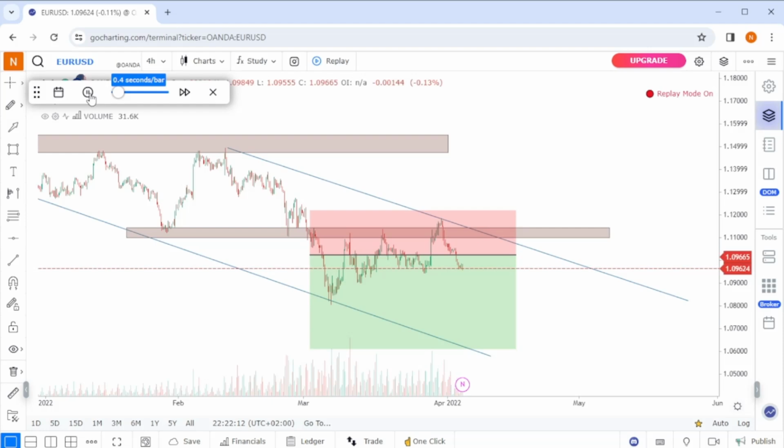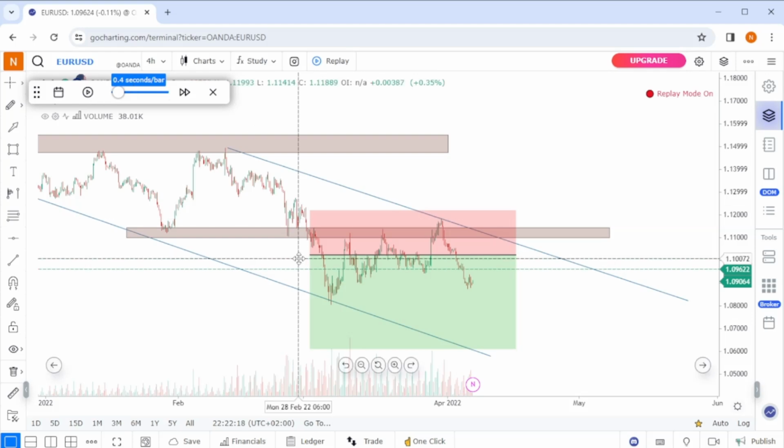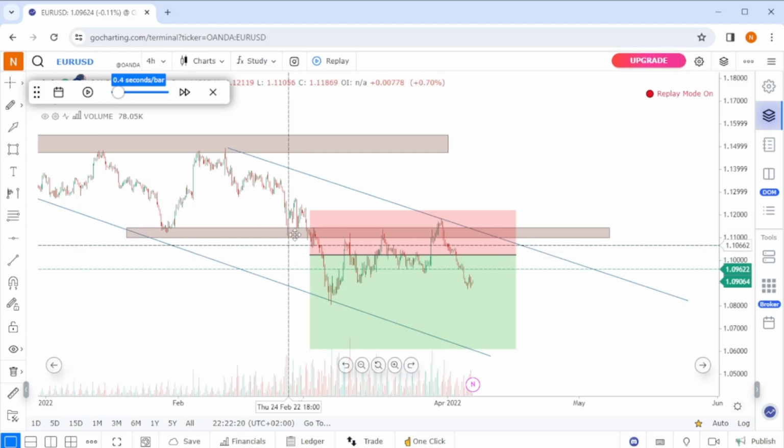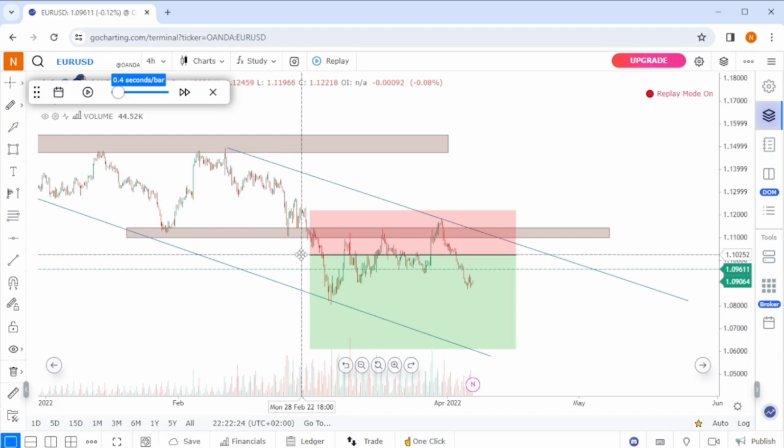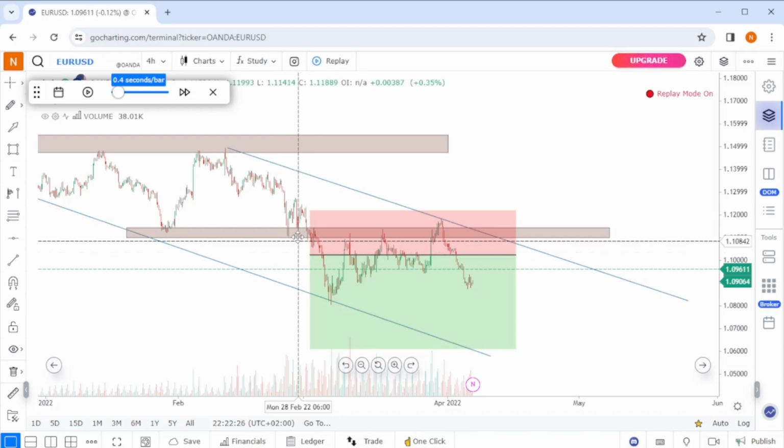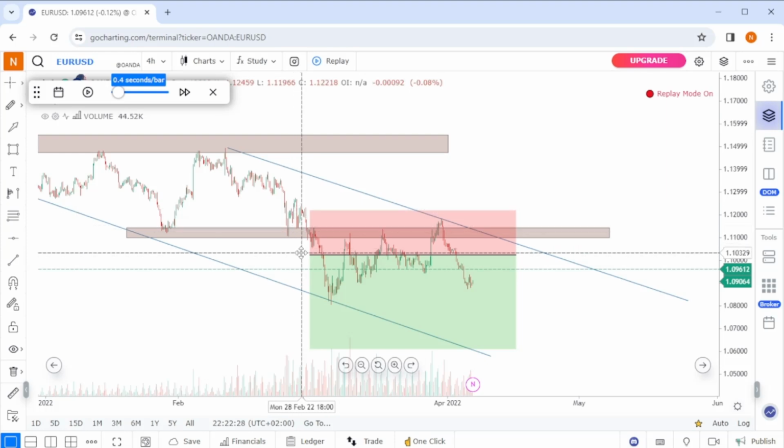I would have been in profit already. So at this point, let me just pause. At this point, what I normally do is adjust my stop loss to break even. What this means is that I place my stop loss where I entered the trade.